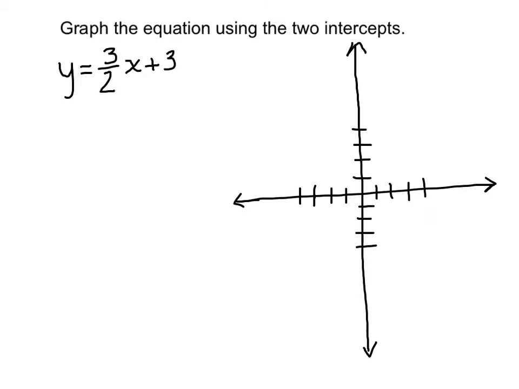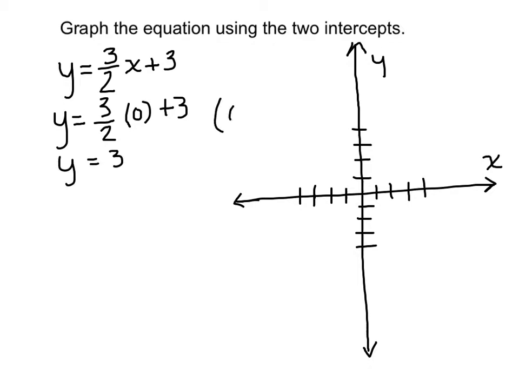The next technique is graphing the equation using the two intercepts. The intercepts are the points at which the line crosses each of the axes. We find those by setting x to 0 to find the y-intercept. So y equals 3. So when x is 0, y will be 3.